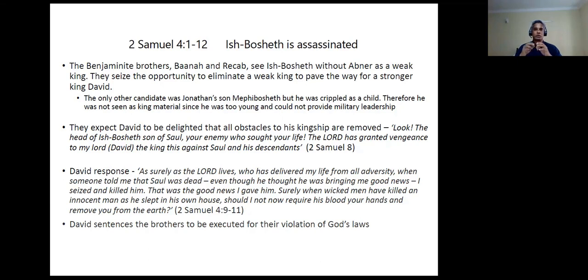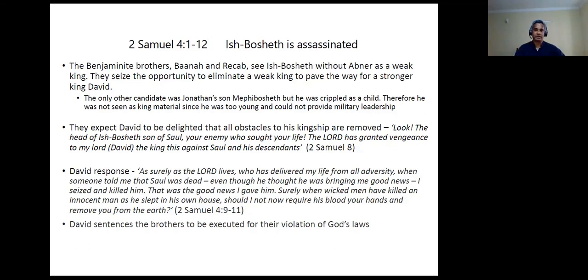Okay. So the key thing in this is Ishbosheth is assassinated. And who does it? There are two Benjaminite brothers. Benjaminite means they are part of Ishbosheth's family. Ishbosheth is Saul's son, and they come from the tribe of Benjamin. So Baanah and Rechab see Ishbosheth. Now Abner was killed in the last chapter, right? He was the force behind Ishbosheth.